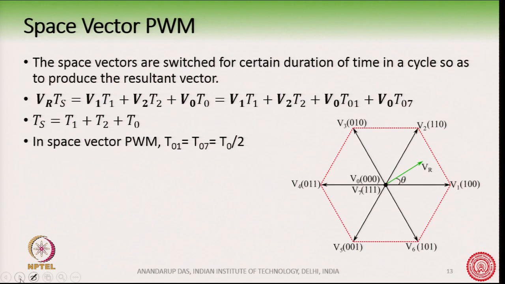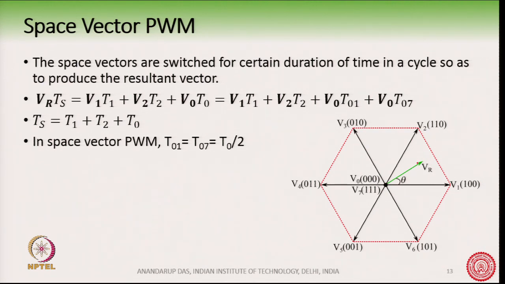In space vector PWM, the space vectors are switched for a particular duration of time in a cycle, and it is dictated by this equation here, which is Vr into Ts is equal to V1 into T1 plus V2 into T2 plus V0 into T0. So, Vr into Ts is the resultant space vector, which is applied during the switching interval Ts. This total switching period is Ts, and the resultant space vector is Vr.